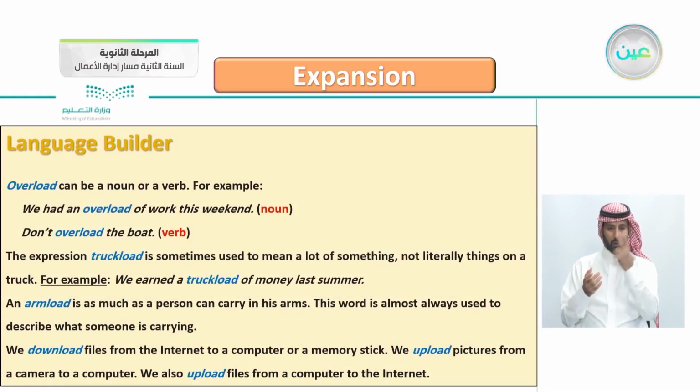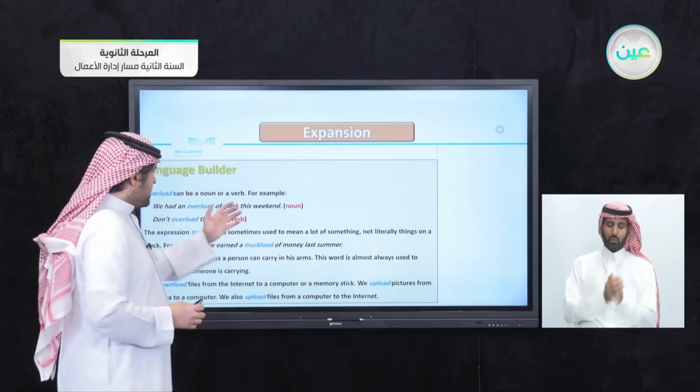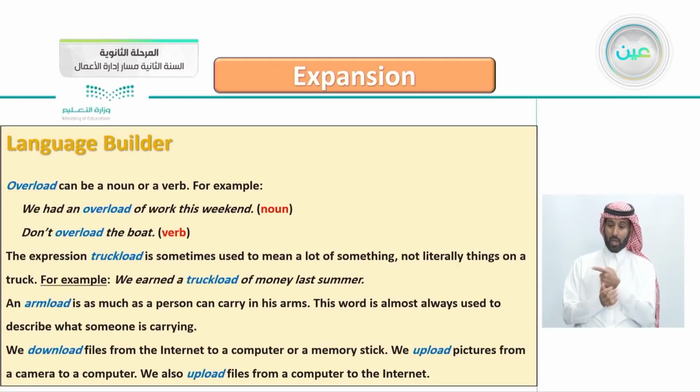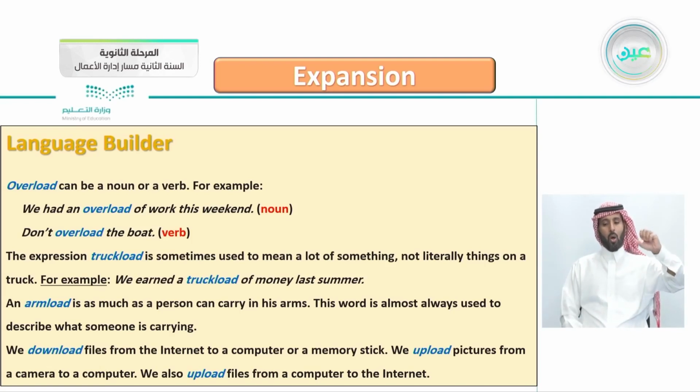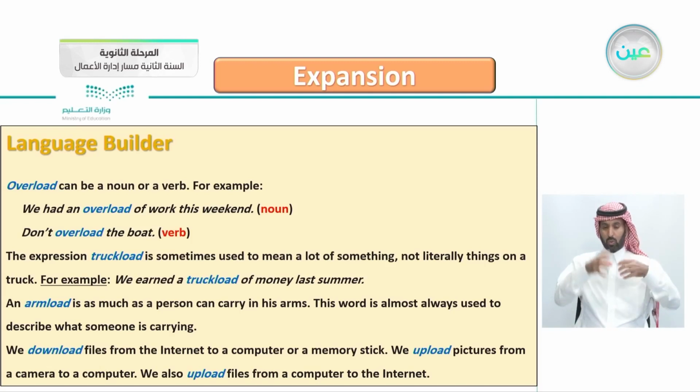Let's continue here. Here's a language builder for you. Try to focus here. Overload can be a noun or a verb. For example, we had an overload of work this weekend. So overload here is a noun. It's not a verb. No one is doing something. On the other hand, the second example here, don't overload the boat. So overload here is a verb.